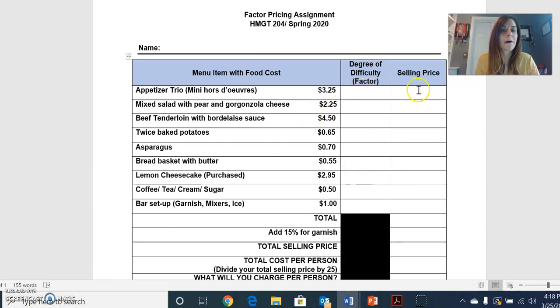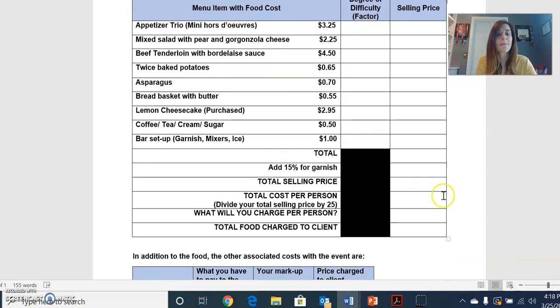So once you figure out the selling price for each item, you're going to bring it all the way down here. You're going to get yourself a total. You're going to calculate 15% of that total and add it back on for the garnish. And you're going to have a total selling price. Once you have that total selling price, go ahead and divide that by 25 to give me a total selling price per person. Change that before I post it to you guys. Not rice, but price.